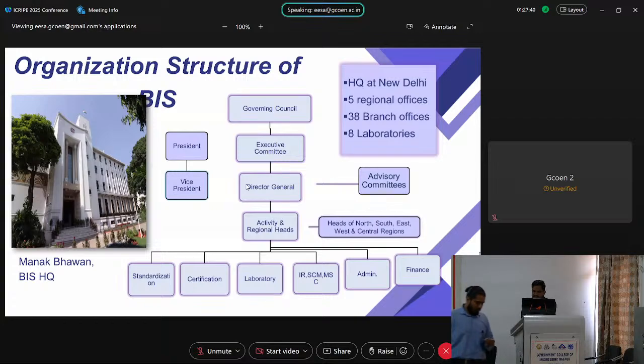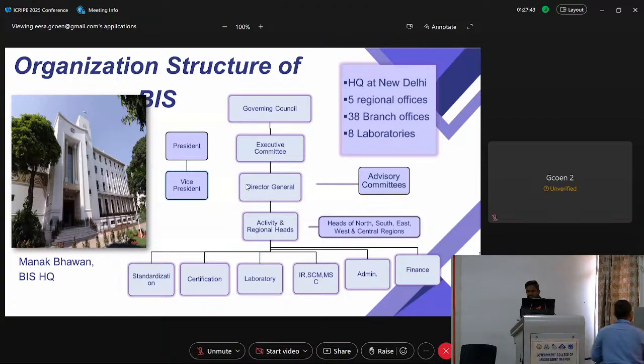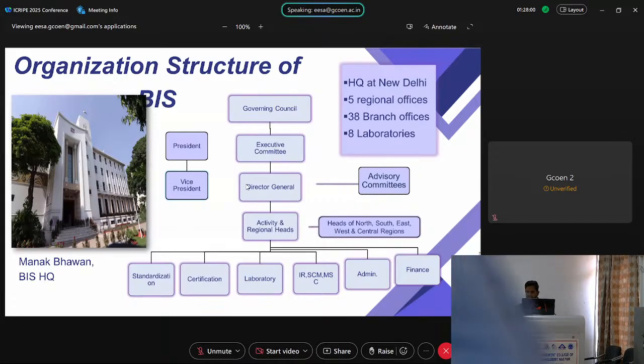So in certification, the first one is regarding grant of license for marking ISI mark, and then for electronic items, we have this registration mark. Then there is hallmarking regarding maintaining the quality of gold articles that are being sold in India, and laboratory activities for helping all these certification activities.